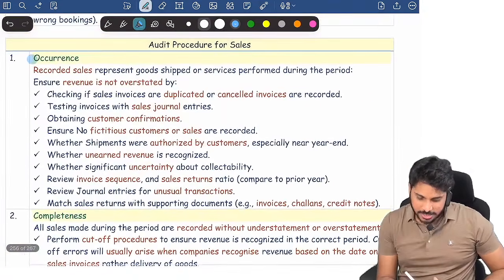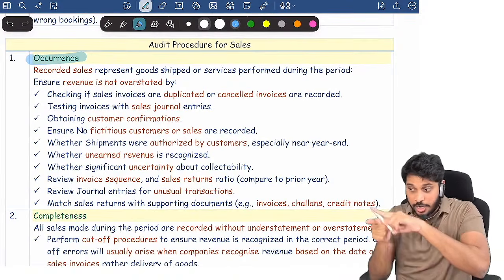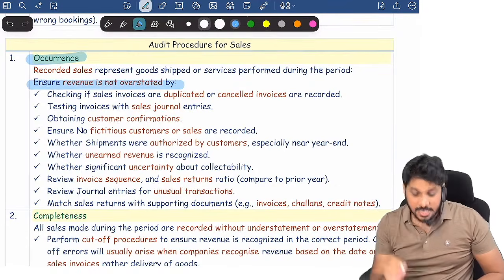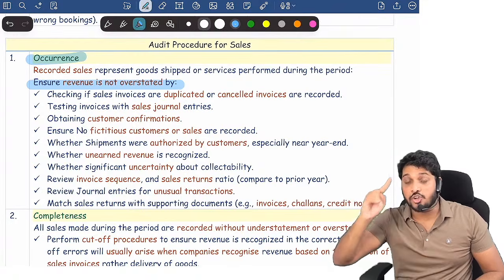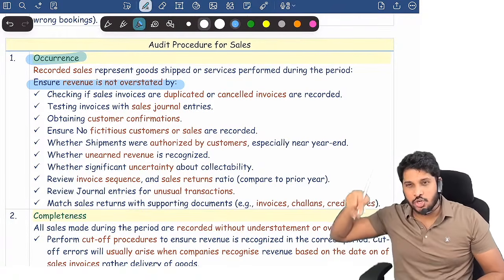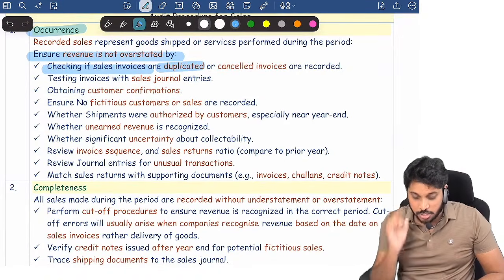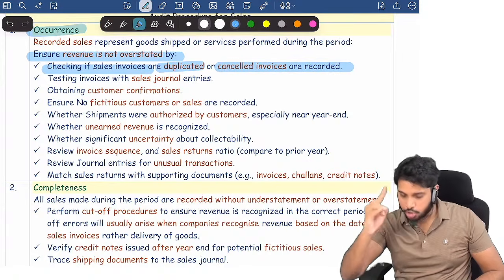Then occurrence. How do you check whether a sale really occurred or not? Whatever sale is recorded in the books, did it really happen? See that sales recorded in the books are not overstated. Not overstated means it should not be a dummy sale. See that sales invoices are not duplicated, and cancelled invoices should not be recorded. A cancelled sale should not be recorded.